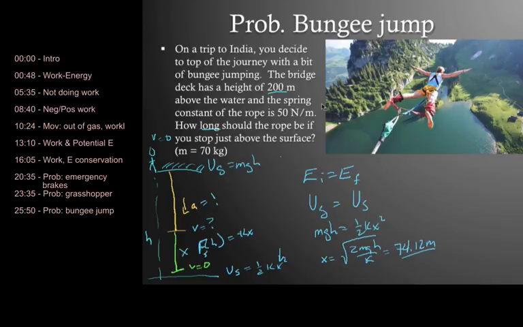So then how long does the rope need to be? The total distance is this 200. So what you want is 200 is going to be equal to A plus the 74.12. So then A is going to be 125.88 meters.